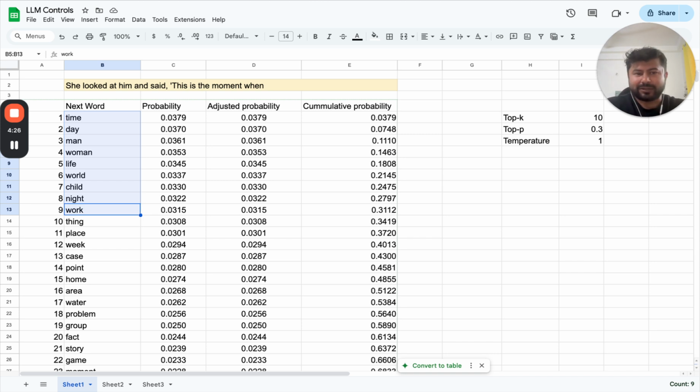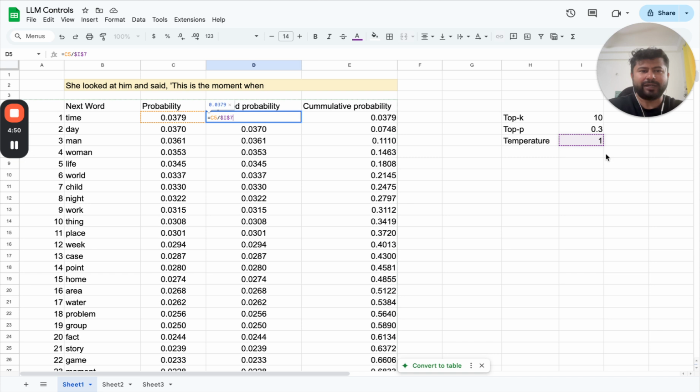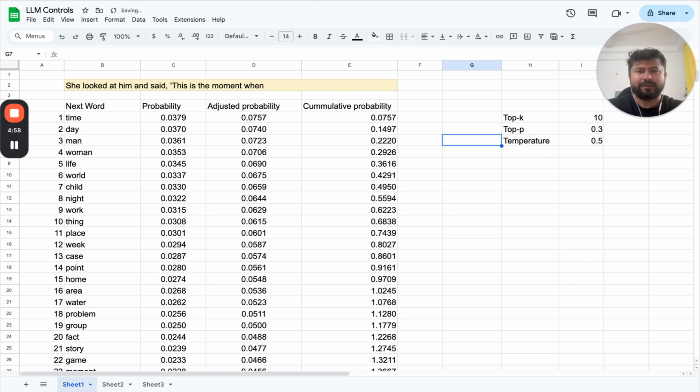Now let's come to temperature, which is a very commonly used lever. Again, this is a very simple layman explanation to help you understand. Whatever temperature you set, the LLM is going to divide the probability it initially came up with for each of those words by that number. So this adjusted probability is what we get when we divide the probability by the temperature number. So if I set temperature to 0.5, the probabilities are going to increase, basically double.